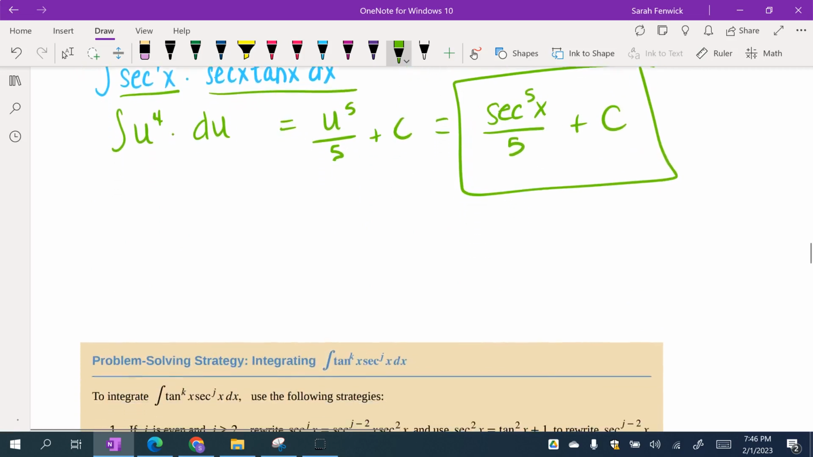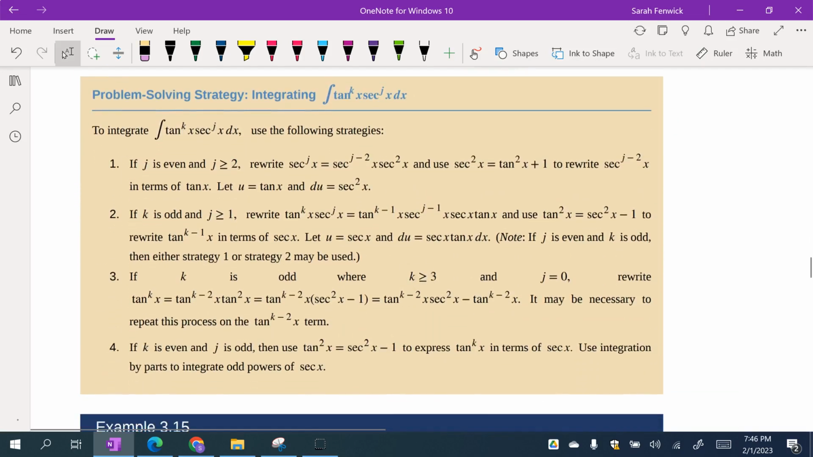All right, so strategies here. If the power of secant is even and greater than or equal to 2, rewrite it by taking 2 off of your power and using secant squared to replace with tan squared x plus 1. If k is odd on the tan and j is greater than or equal to 1, rewrite tan x secant x by taking 1 off the power of tan and 1 off the power of secant and keeping the secant x tan x.